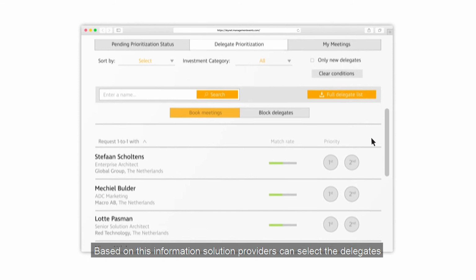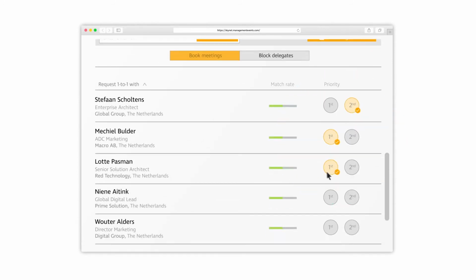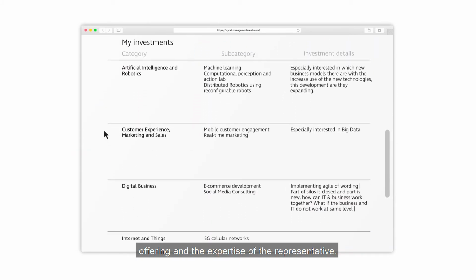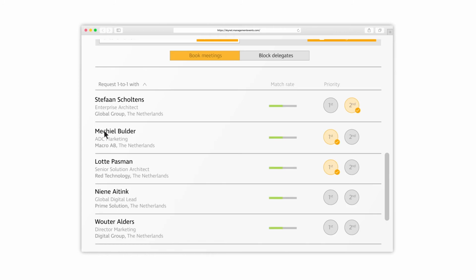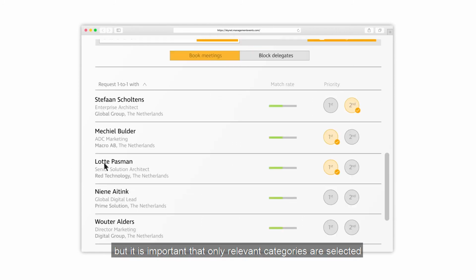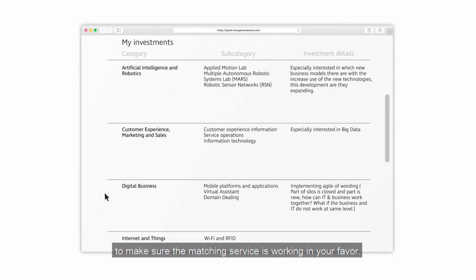Based on this information, solution providers can select the delegates they would like to meet. The solution categories are personal and should match your company's offering and the expertise of the representative. There is no limit on how many you can choose, but it is important that only relevant categories are selected to make sure the matching service is working in your favor.